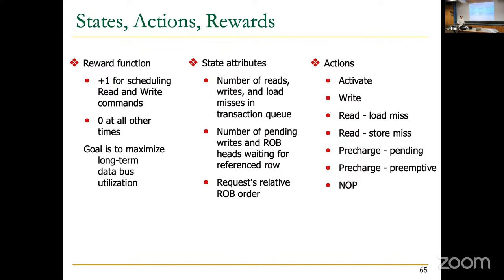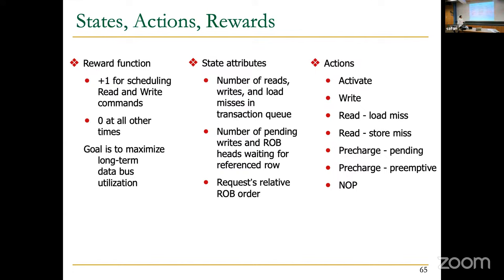So the reward function is very simple. It's kind of easy, the reward function, because the authors had to simplify it a bit, because this is the first paper that deals with this problem, right? And when you have a single application, this reward function works nicely because you're optimizing throughput. And that's the only performance metric that a single application essentially needs to optimize. If you have multiple applications, that's a different issue, and we'll elaborate on that in later slides. And our goal is to maximize long-term data bus utilization.